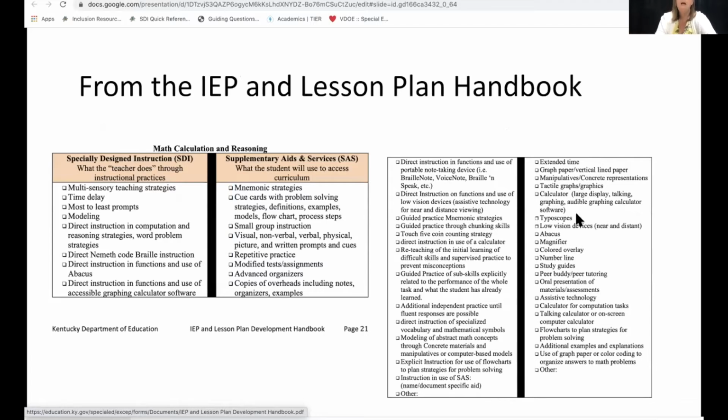Now, from the IEP and lesson plan handbook, which I know you have probably all seen, but if you haven't, there's a part in there for math calculation and math reasoning. The SDI, what the teacher does for instructional practices, is these things that they can do. Multisensory teaching strategies. There's a lot of things that we can do with multisensory, but it's that movement, it's that touch and feel that they need. And of course, it's the visual, but we're mixing all of those things together. So that's part of those multisensory strategies that we want to do.